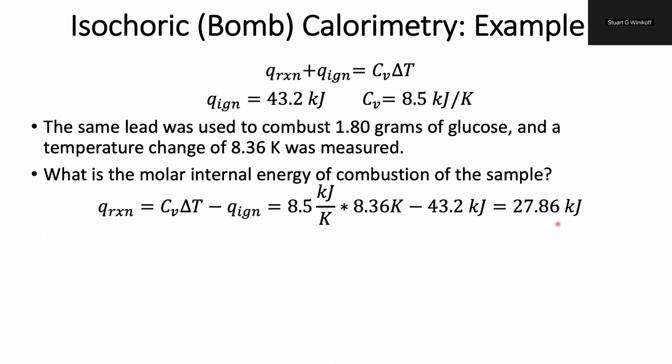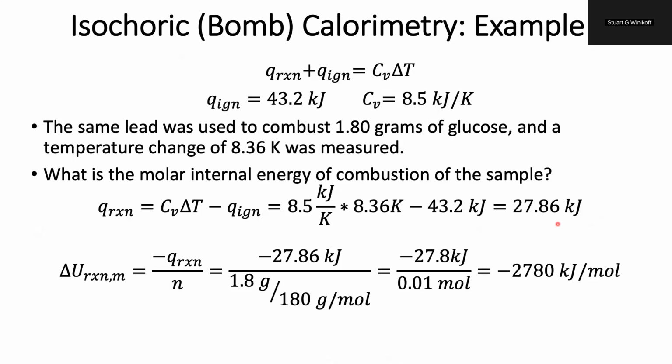But note we want the change in molar energy, or the change in internal energy, which should be the same, but on a molar basis, so we're going to divide this by n. If I have a 1.8 gram sample, it turns out the molecular weight of glucose is 180. We love it when the math is easy. So this ends up with a change in internal energy of about 2,800 kilojoules per mole.